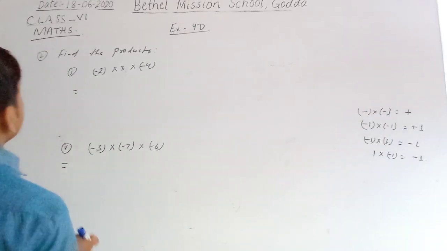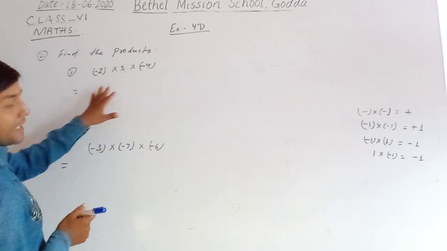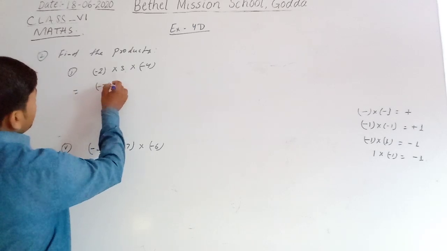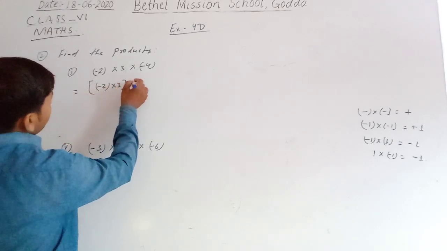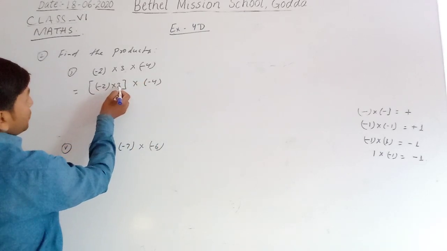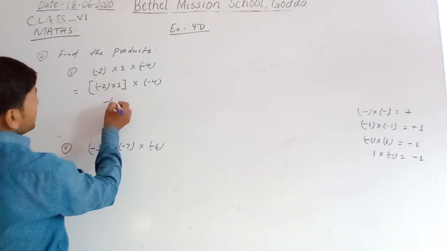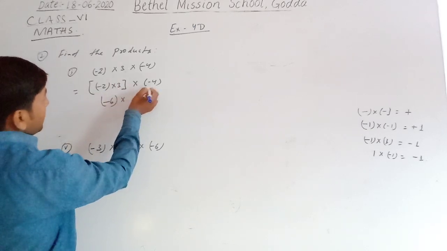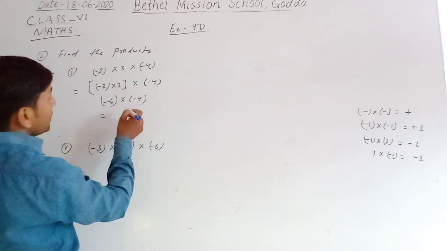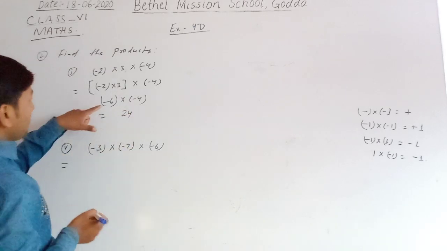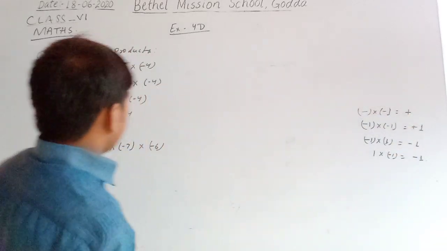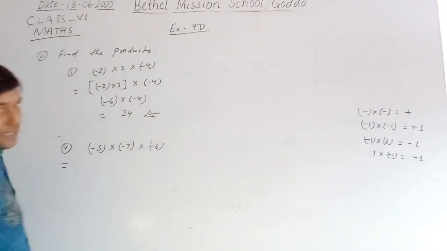Now I solve the second number, find the product. There are three numbers given. First you multiply two numbers, then multiply with the third number. When you multiply minus 2 into 3, you get minus 6. Now multiply minus 6 and minus 4: 6 times 4 is 24, and minus multiplied by minus becomes plus. So 24 is the answer.